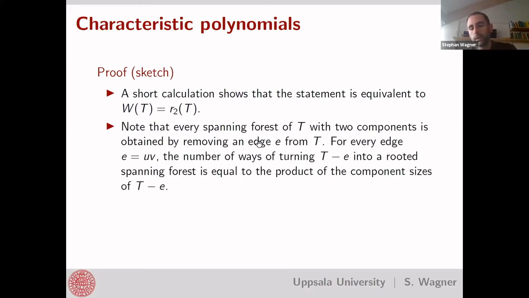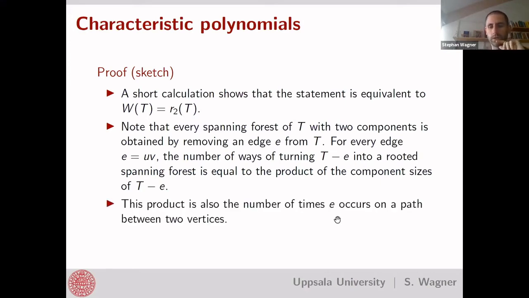And then it turns out that every spanning forest of a tree is obtained by just removing one edge. And then you turn it into a rooted spanning forest by choosing a root on each side. So that's just the product of the component sizes. But at the same time, if you think about it, this is also the number of times that the edge E occurs on the shortest path, on the path between two vertices. Because that's the number of vertices on one side times the number of vertices on the other side. So both are the same.